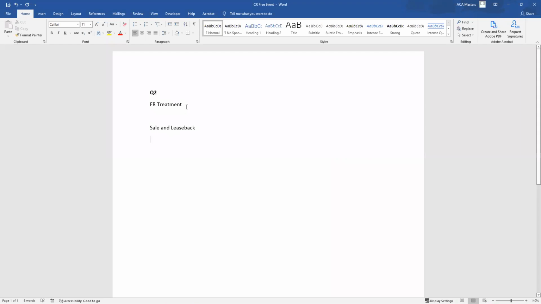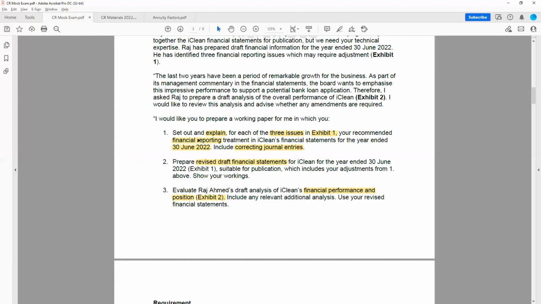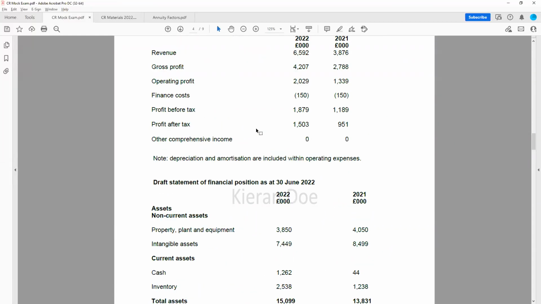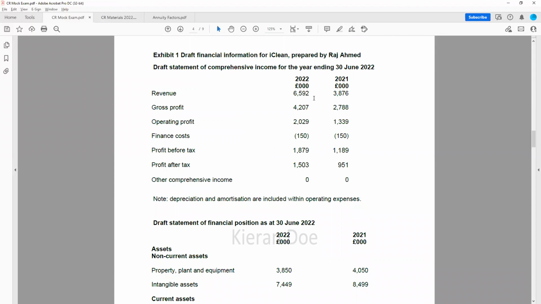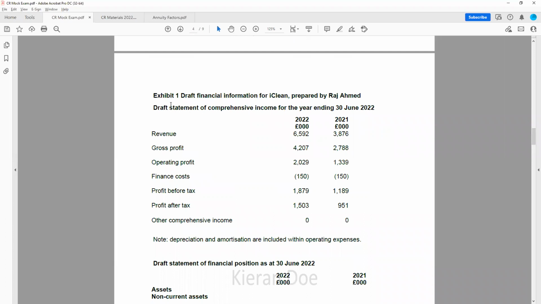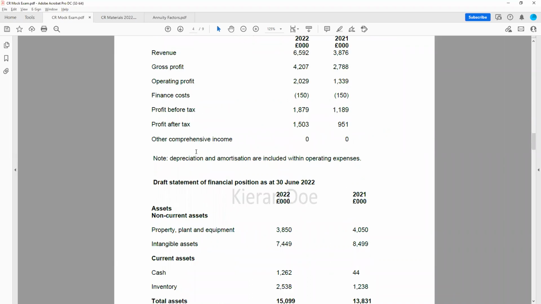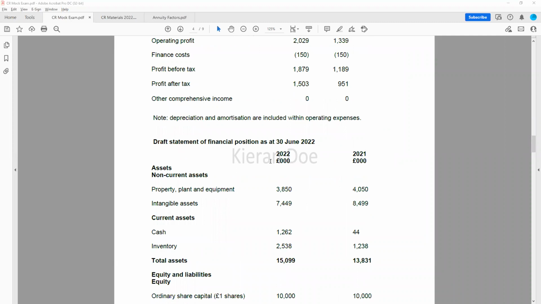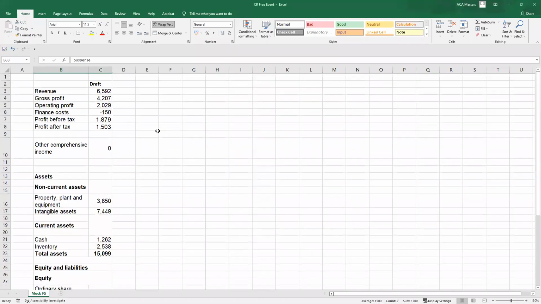So now I'm going to take it one issue at a time. I'm going to explain the FR treatment for the sale and leaseback, and then what you can do is copy over the numbers you need from the draft financial statements. So it's the current year we're going to need to adjust. So you can copy over the statement of comprehensive income, so we've got the P&L and the OCI here, and the SFP. So you could copy over your draft numbers here. We'd start with these as the draft numbers, and then we're going to have an adjustment for issue 1, and then issue 2, issue 3, etc. And then we'll get to the final numbers.